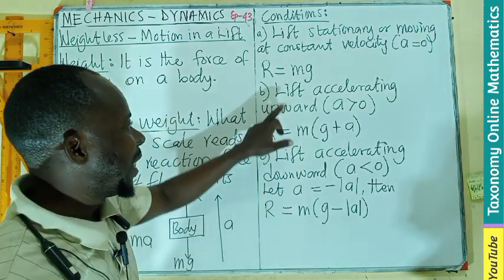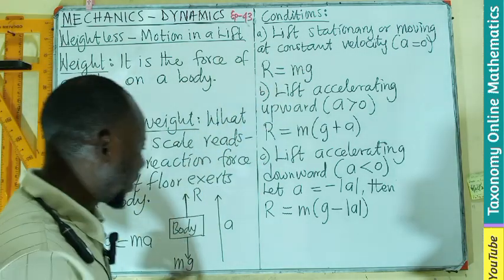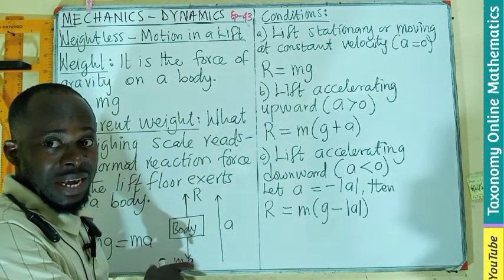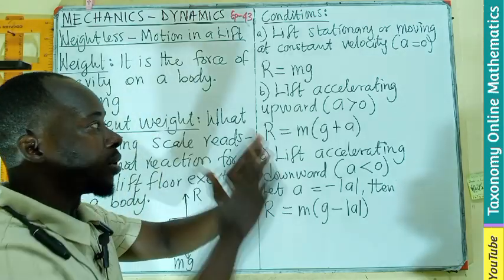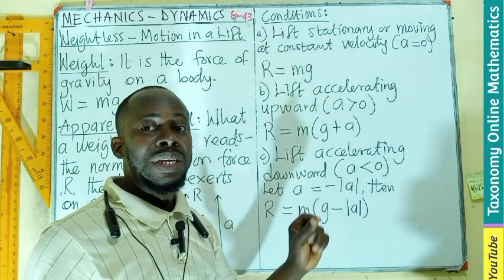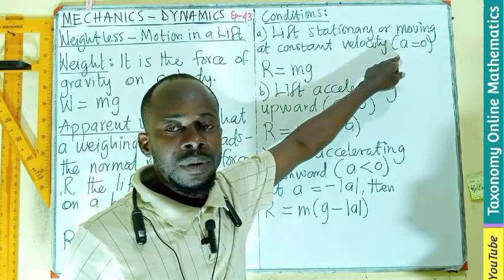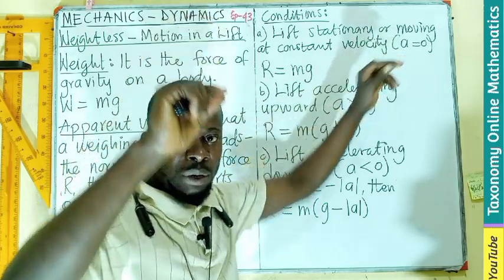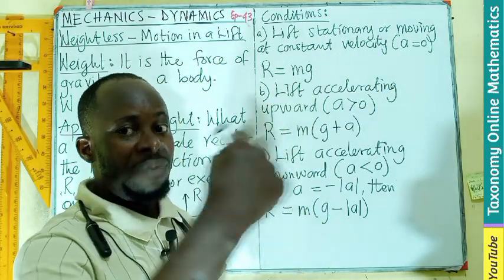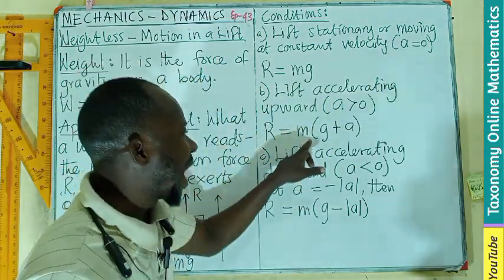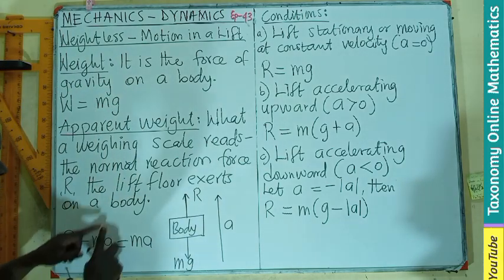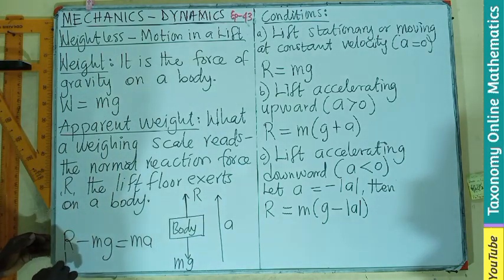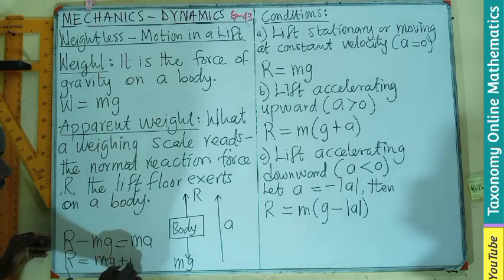All right. Then if the lift is accelerating upward, just like what we are demonstrating here, that means the acceleration is going to be bigger than zero. It's going to be bigger than zero. So there's going to be an external force available. Then we can have what we are having here. This is moving here, making your normal reaction equal to mg plus what?